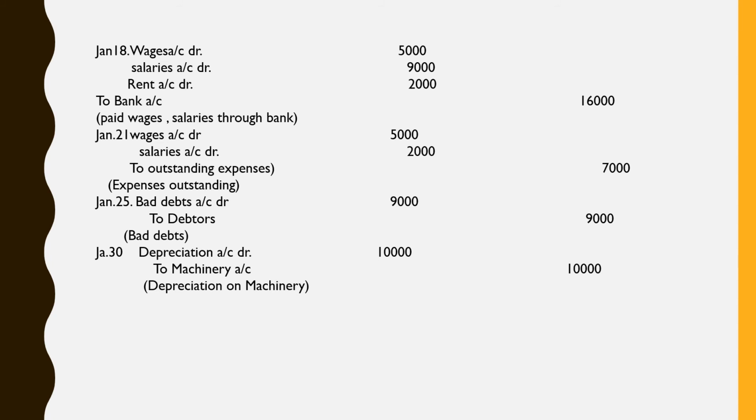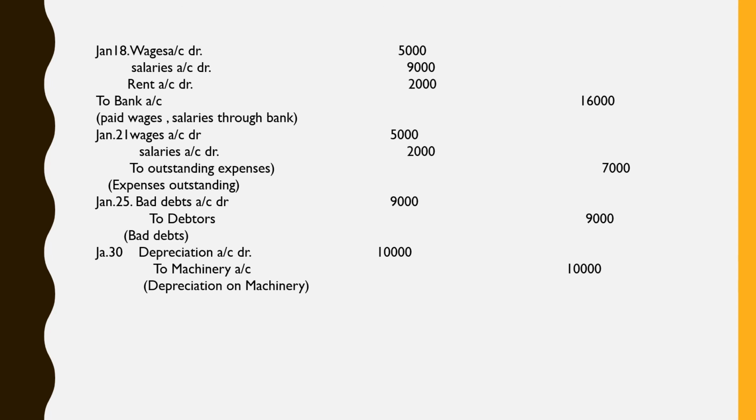Then the last one is we have charged depreciation on machinery 10,000. Depreciation is the wear and tear of fixed assets. The value of our machinery has decreased by 10,000. So we will write depreciation account debit 10,000, to machinery account 10,000.